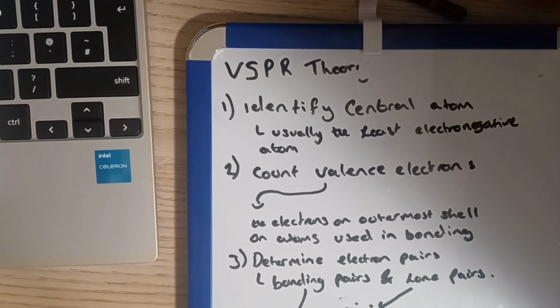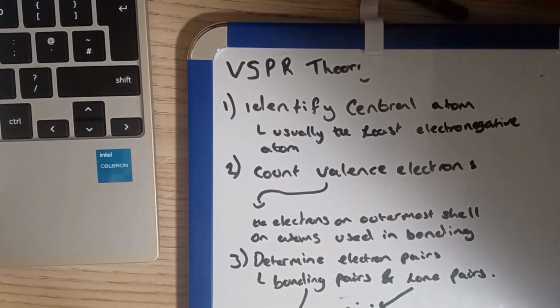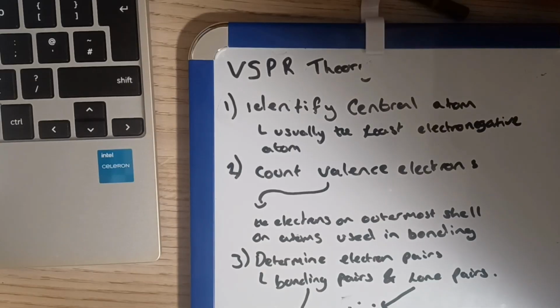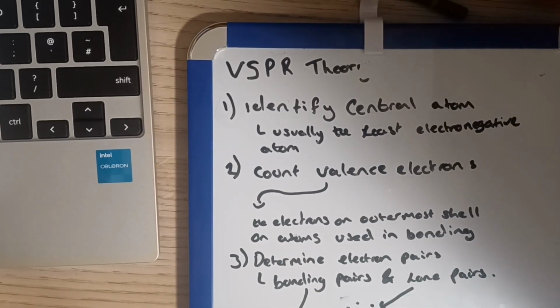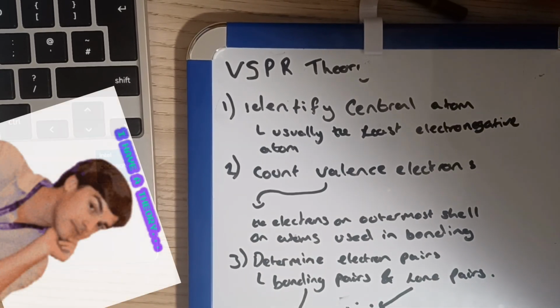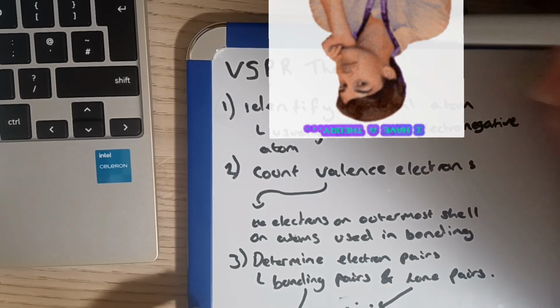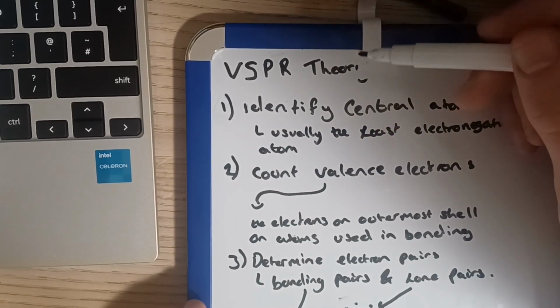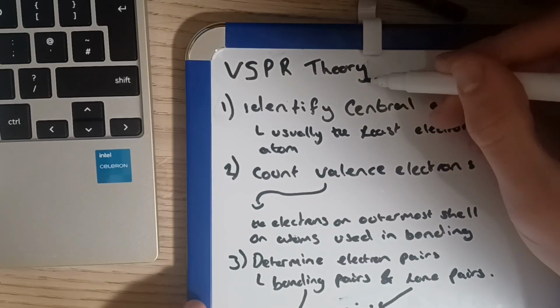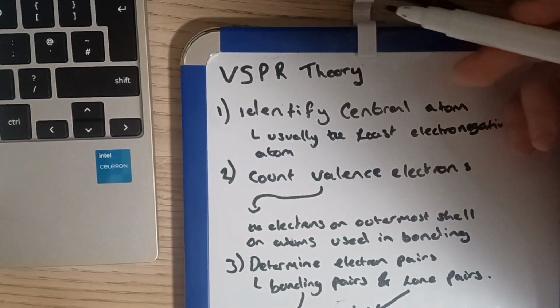Hello, welcome to episode number 2 of Chemistry Revision. Today we're going to be covering VSEPR theory, the valence shell electron pair repulsion theory, even though I've missed out the E on my title, and clearly my entire Y.